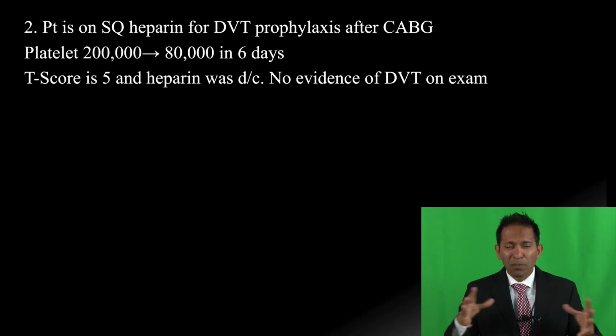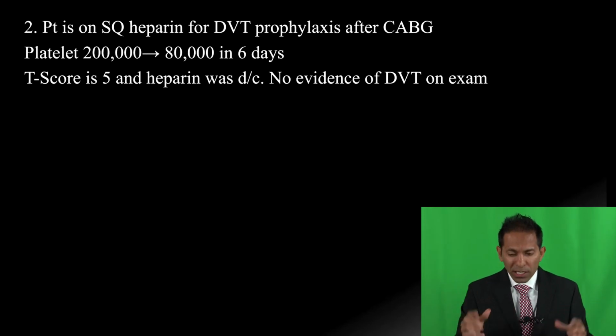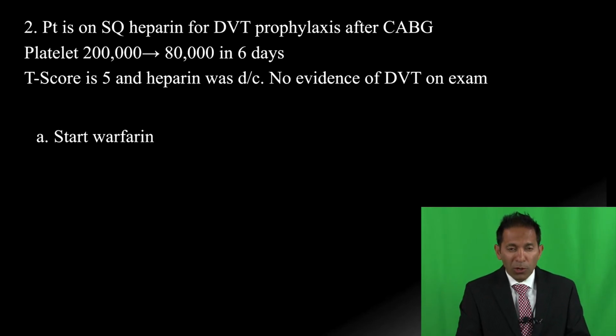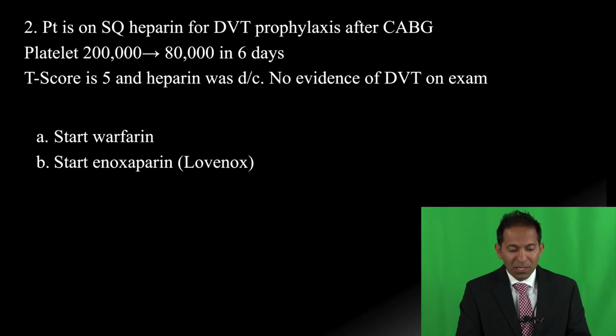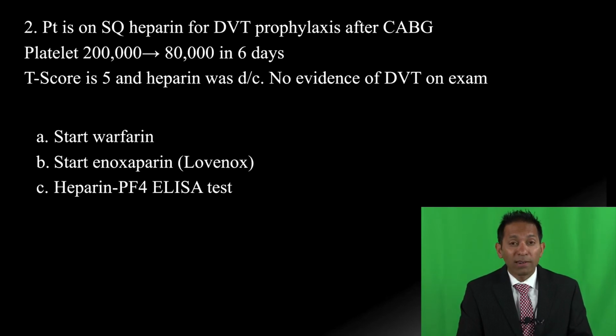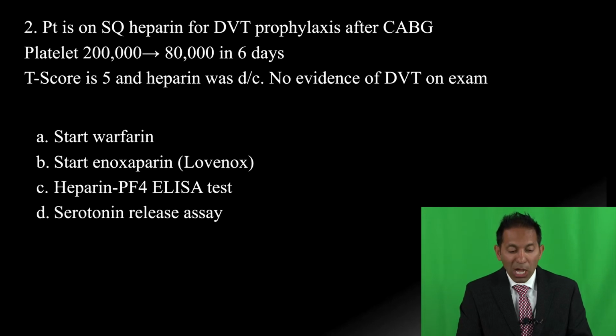On examination, patient has no evidence of DVT. What would you do for this patient? Option A, start patient on warfarin. Option B, start patient on enoxaparin, whose trade name is Lovenox. Option C, order heparin platelet factor 4 ELISA test. Option D, order serotonin release assay.